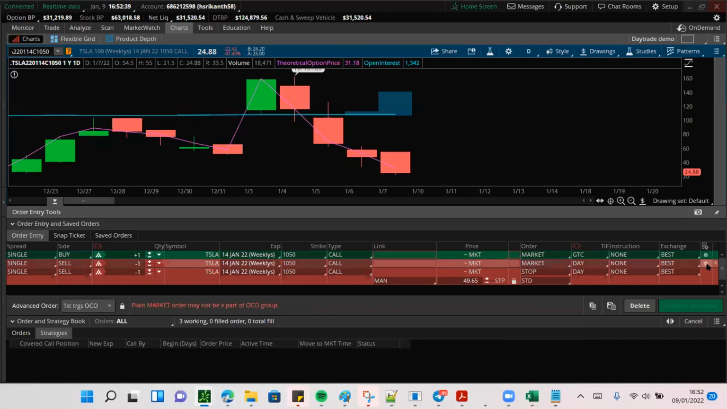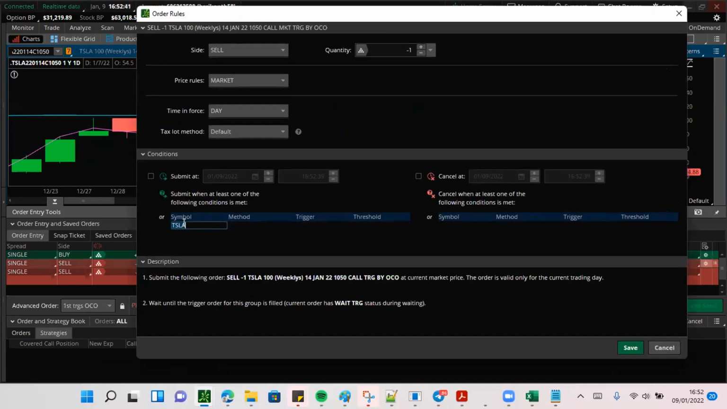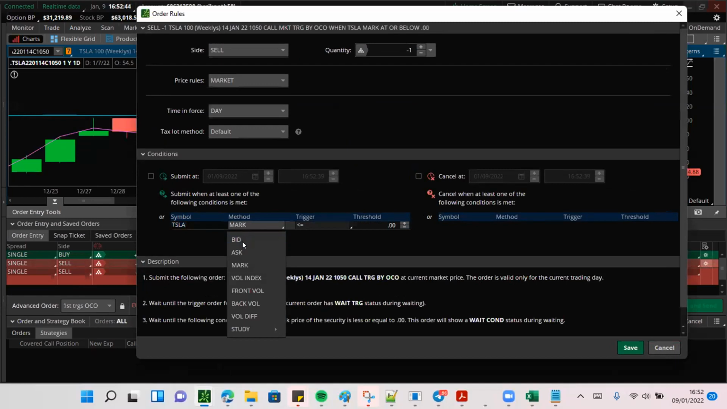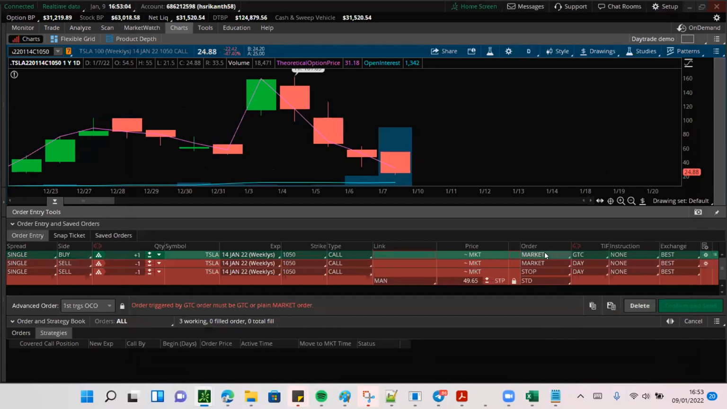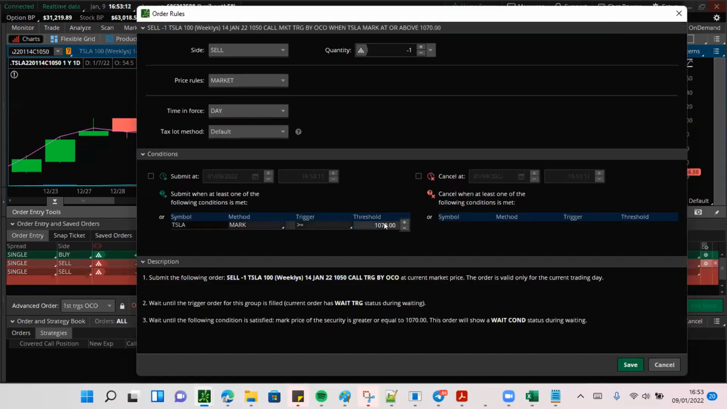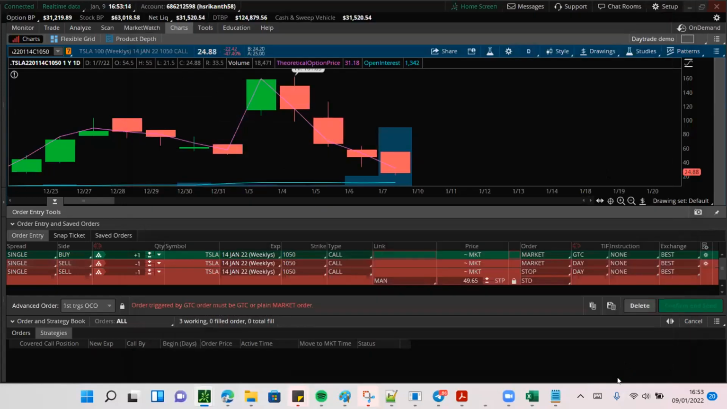Whenever Tesla goes from 1050 beyond 1070, clear, whenever it goes to 1070, you want to sell it on a market order. So whenever Tesla goes to 1050, you want to buy the option contract, and whenever it goes above 1070, you want to sell it on a market order.